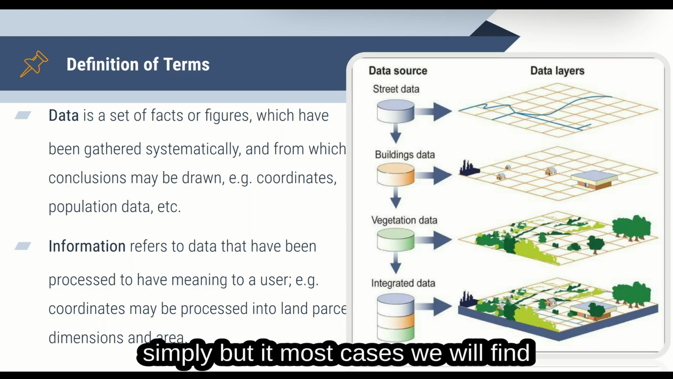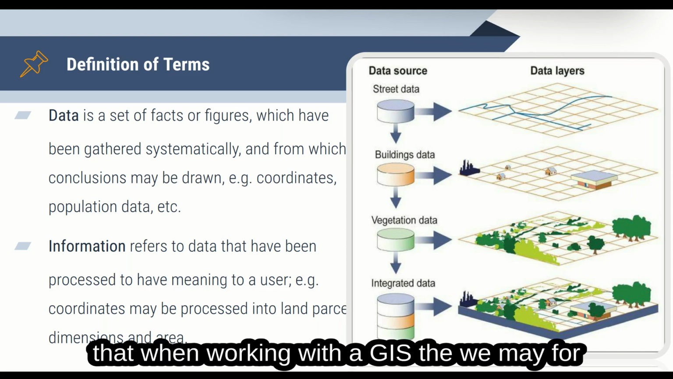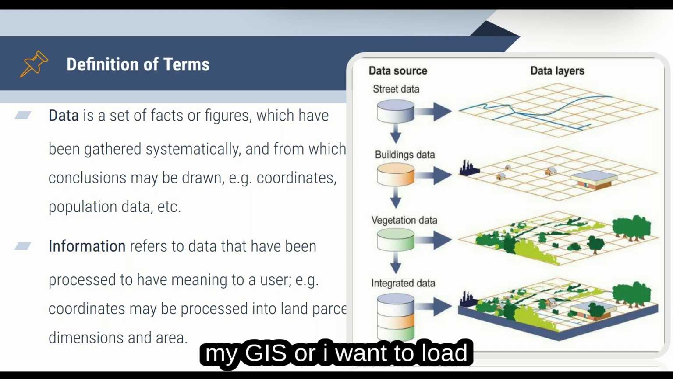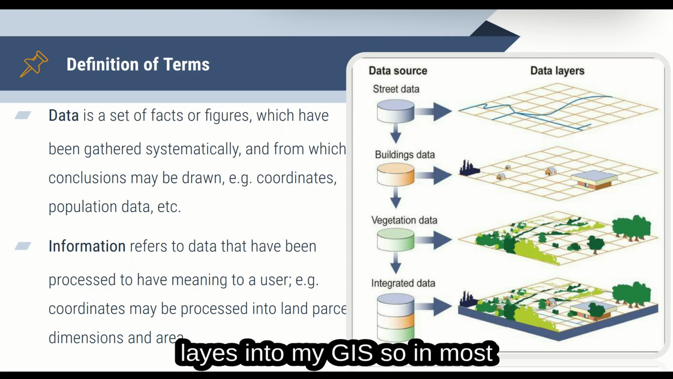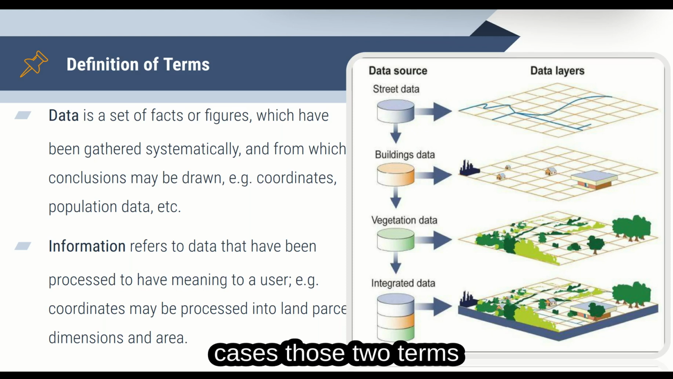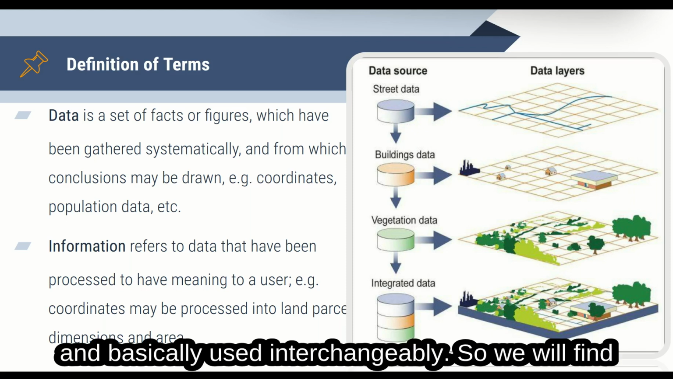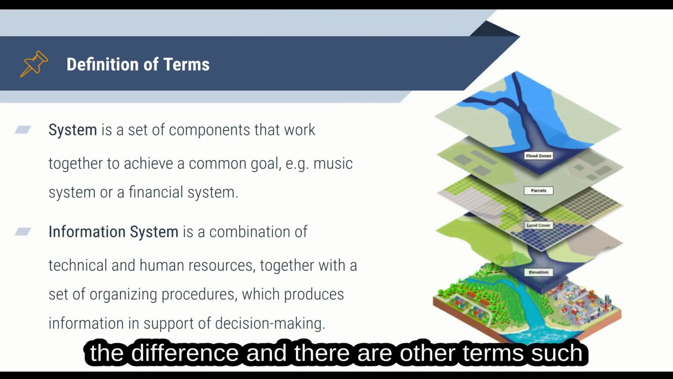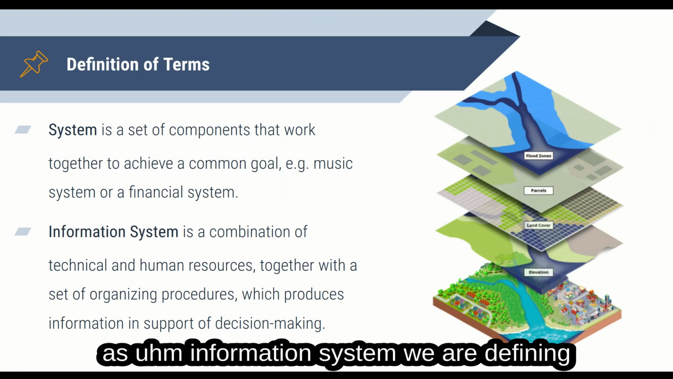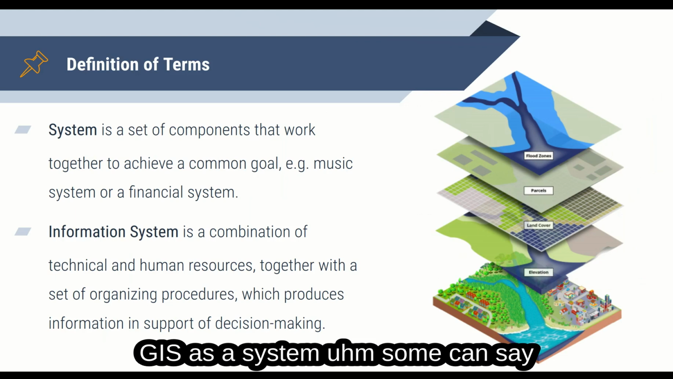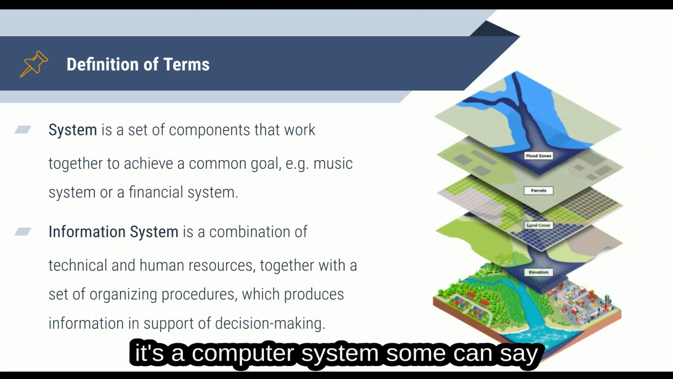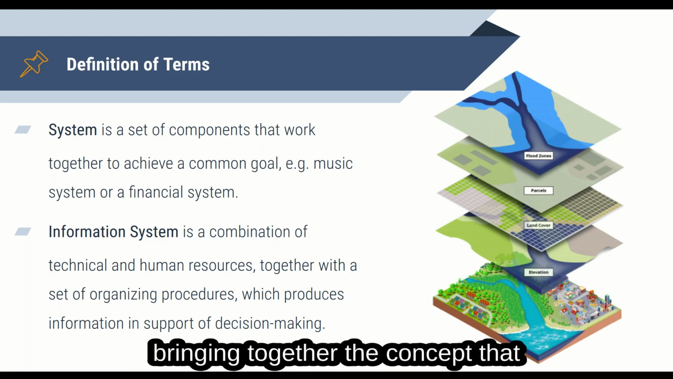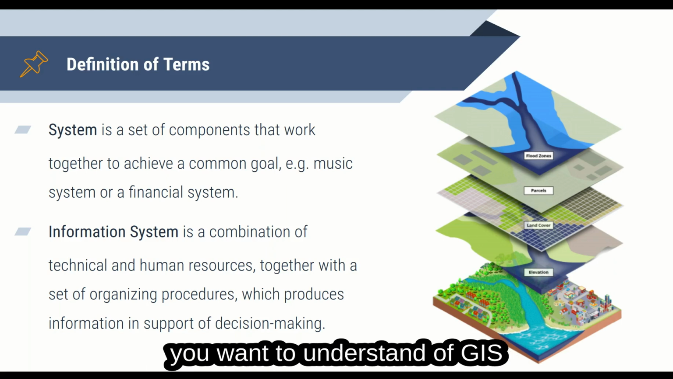But in most cases, when working with GIS, we might, for example, say I want to load data into my GIS, or I want to load layers into my GIS. So in most cases, those two terms are basically used interchangeably. And there are other terms such as information system. We are defining GIS as a system. Some can say it's a computer system, some can say it's an information system. All these are terms that are bringing together the concept that we want to understand of GIS.